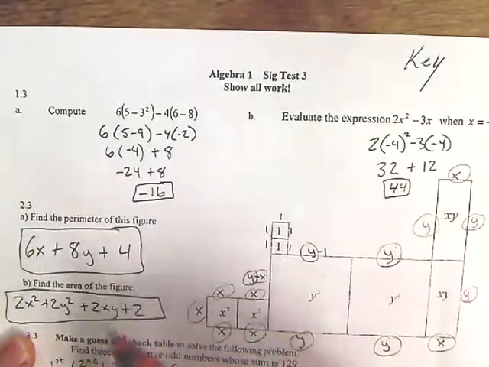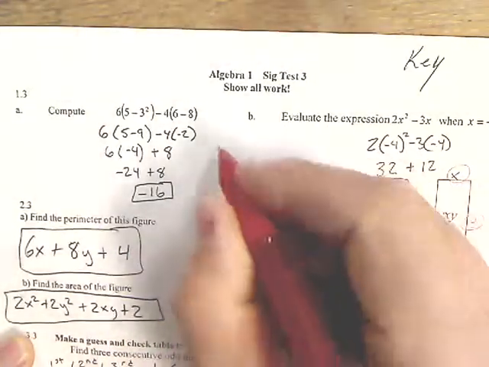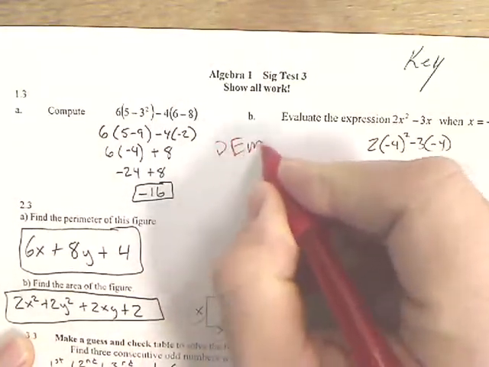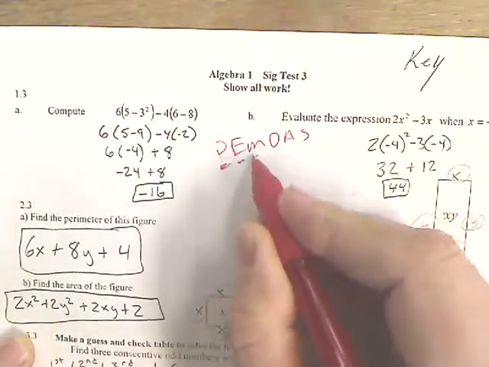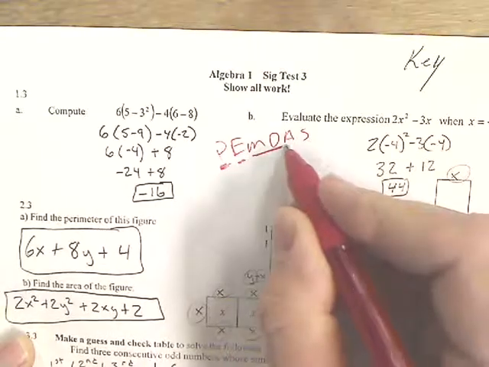Alright, here's Sig Test 3. Order of operations. Please excuse my dear Aunt Sally. Must do what's inside the parentheses first, then the exponents, multiplication, division from left to right, and then addition, subtraction.